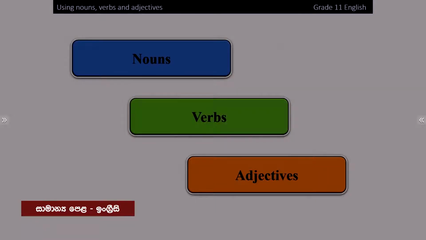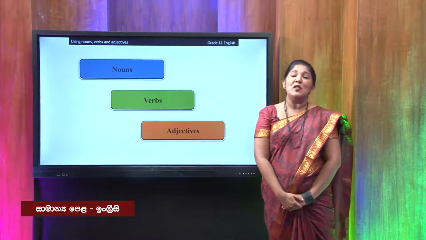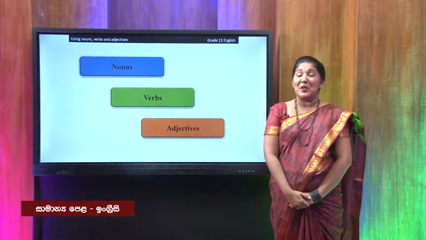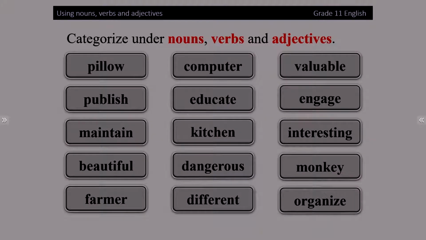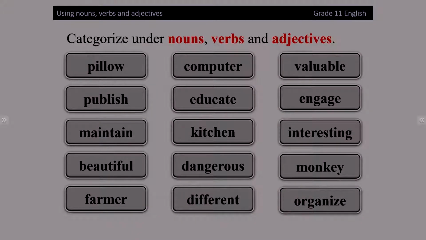To see whether you can remember, to recall your memory, I'll be giving you a simple activity and you will be your teacher to check your answers. Let's see. Here, categorize under nouns, verbs and adjectives. You have verbs, adjectives and nouns in this table and there are many words here. Maybe you can draw columns and quickly write down under the word classes they belong to.